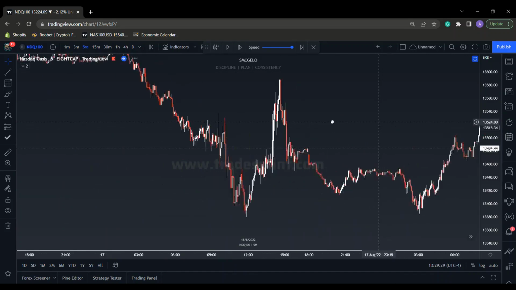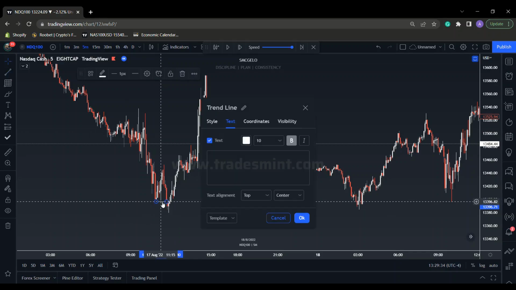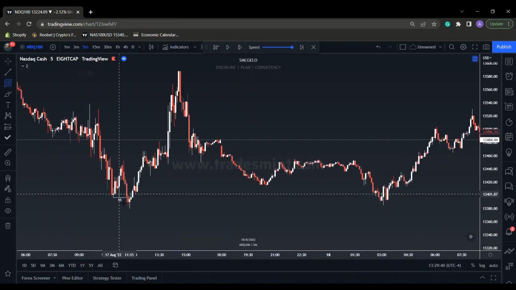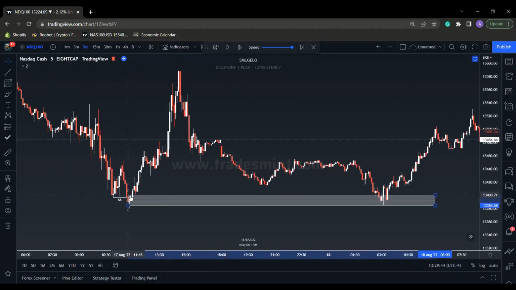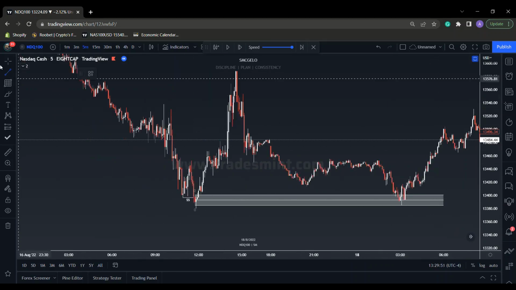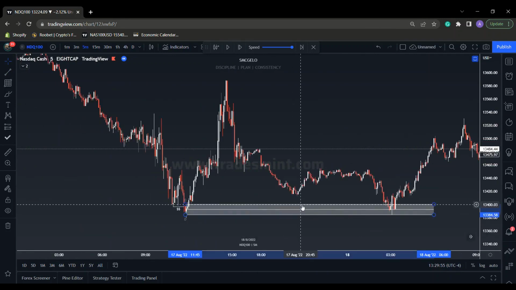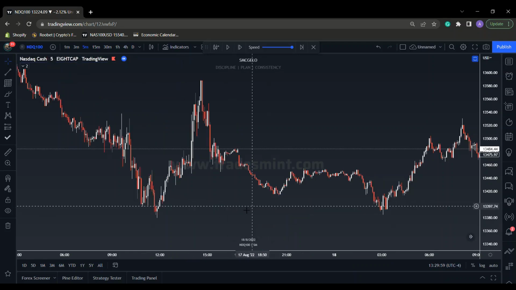Alright, so once again, liquidity being swept on the 5-minute, and then our demand zone forms right after the liquidity sweep. Okay, price taps into it and flies. That's how you can trade liquidity. Pair it with your supply and demand.